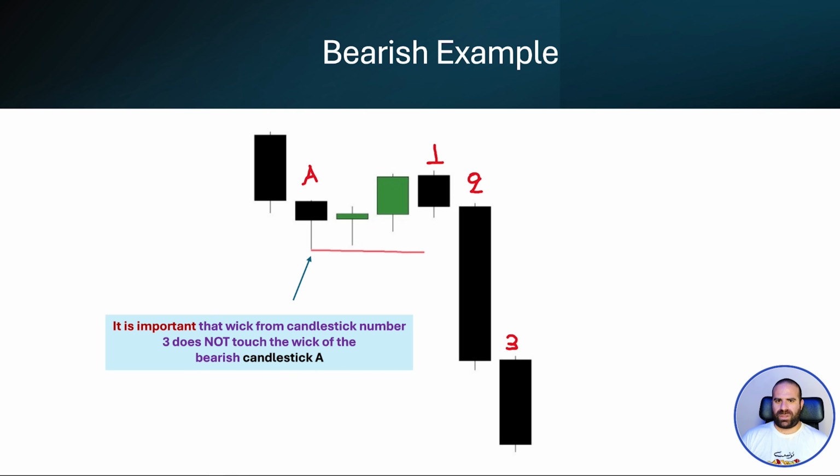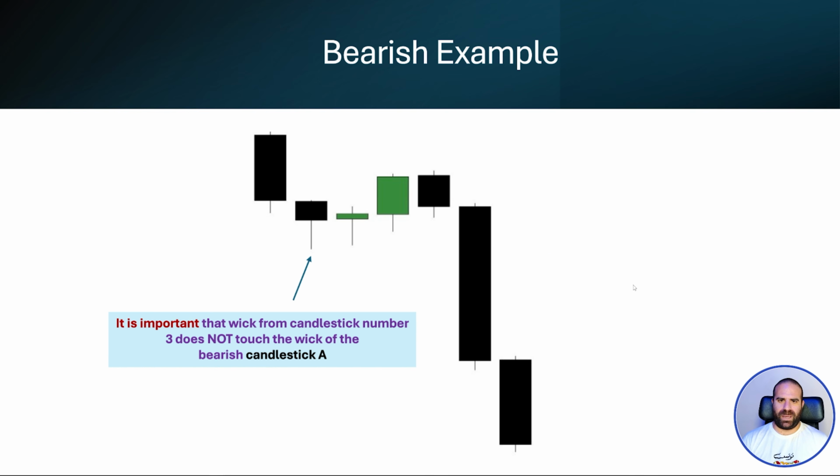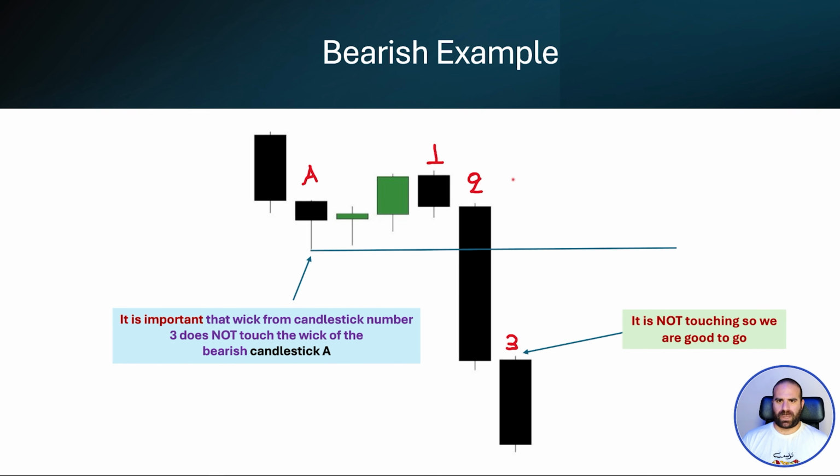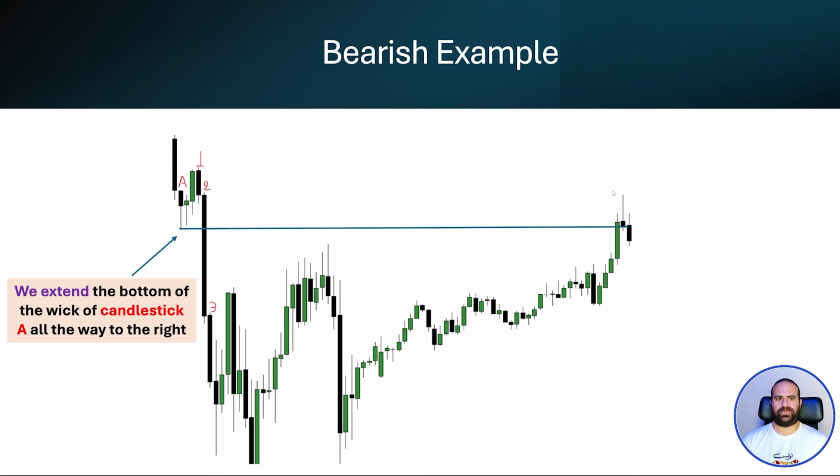If we extend that all the way to the right, it is important that here we wouldn't have a large wick tapping on this wick of this one. Then our setup would have been invalid, guys. Let's see. It is not touching, of course. There is a huge gap between the horizontal line of this wick and this wick, so we are good to go, as I'm saying. Let's proceed then.